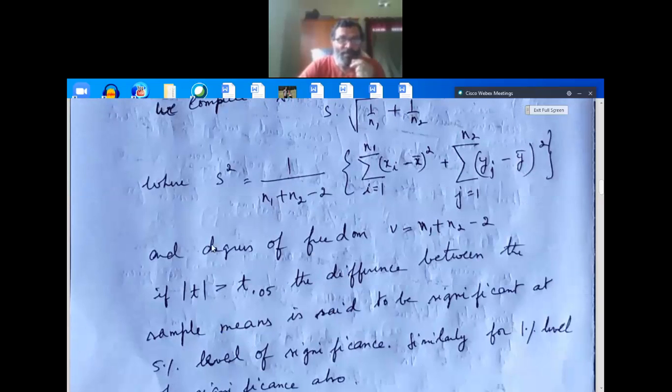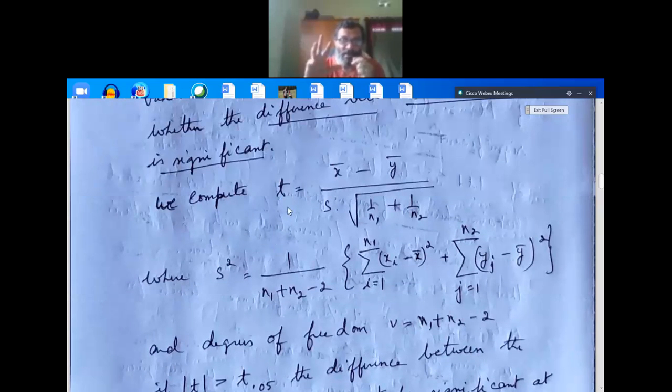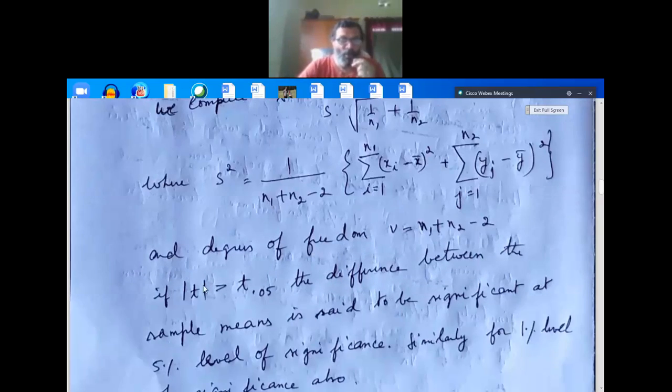Now, after calculating this t, we take the absolute value of it. If mod t is greater than t of 0.05, that is 5%. What is this t of 0.05? That will be given in the question, or the table will be given. After you get t, you take the absolute value of t.